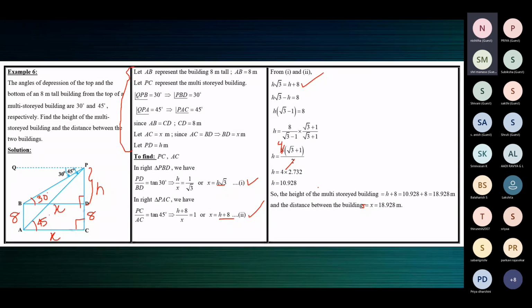So we get the value of h, and h plus 8 is the height of the multi-storied building, 18.928. But we know that x is equal to h plus 8. Whatever is h plus 8 was only x also. So h plus 8 is 18.928, so x also will be the same thing because x is equal to h plus 8.